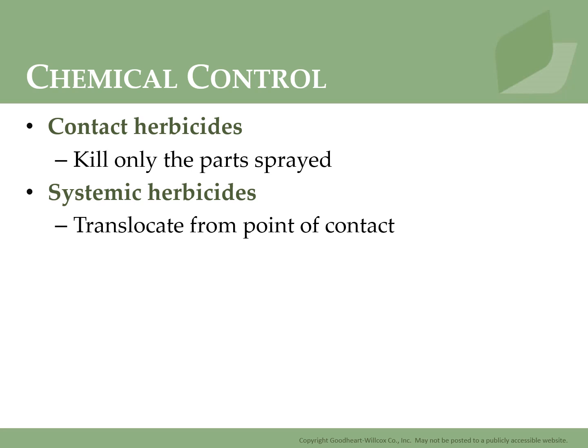Contact herbicides kill only the parts of the plant on which they are sprayed. Systemic herbicides, however, translocate from the point of contact throughout the plant to kill it. They are most effective in controlling perennial weeds where new growth can emerge from underground shoots. For optimal weed control, herbicides should be applied at the time of the year when weeds are most susceptible.